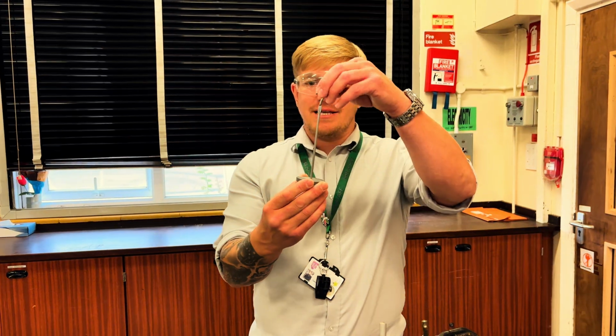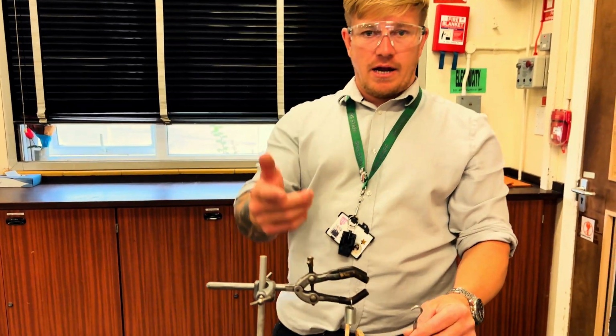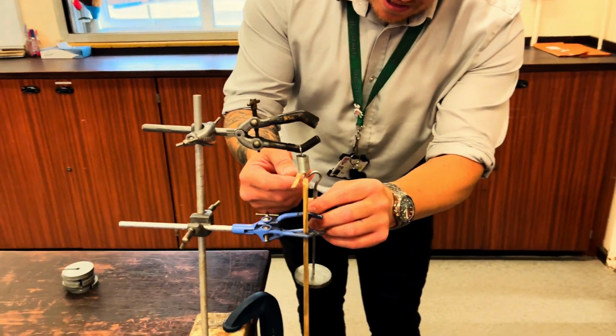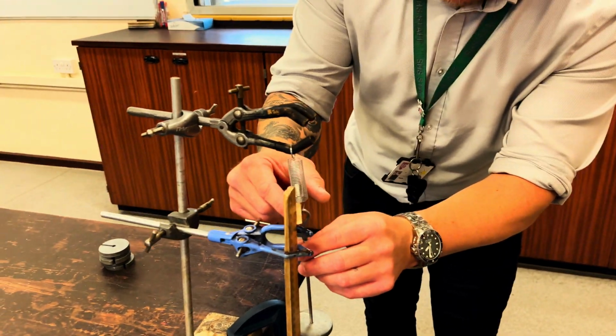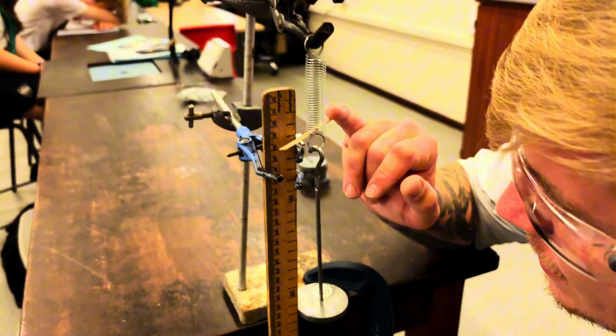So the first part is the independent variable. The thing that I'm going to change is the mass, which creates a force of around 1 Newton pulling down on this spring. So if we can have a look now, you can see that that will pull down on there and take my splint down to a certain level. I can get down and see.